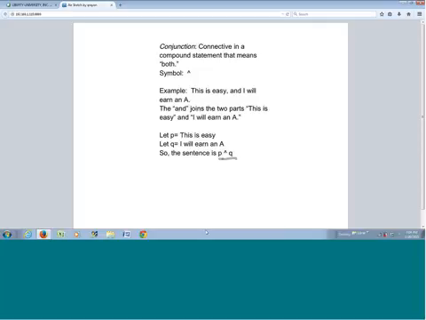So if you notice, we're taking a sentence and translating it into symbols, letting the variables, think of them as variables P and Q, represent parts of the sentence.